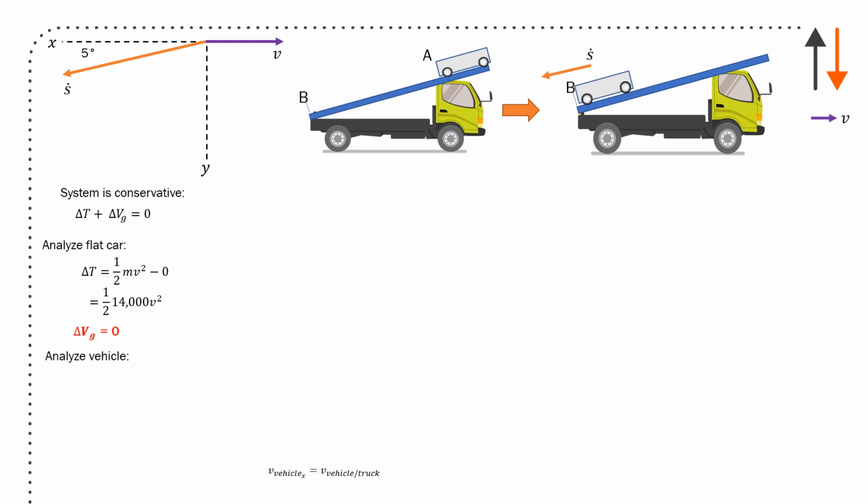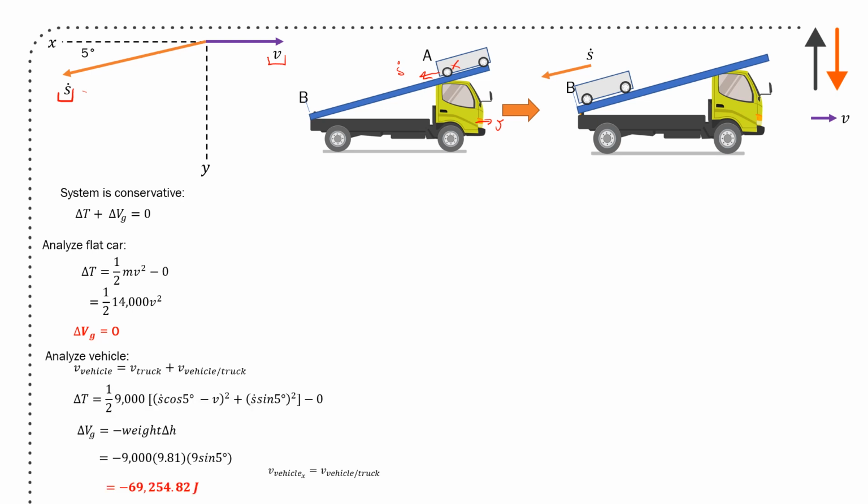So one thing you have to realize is that this is a relative velocity problem. You have a velocity that I'm going to term S dot, which is associated with this vehicle here, and you have the velocity of the truck here, which goes with V. This is moving with S dot. The system is conservative, and you first analyze the flat car: it starts at 0 velocity, and it ends with a final velocity. The mass of the truck is given as 14,000 kilograms, and delta VG is equal to 0.